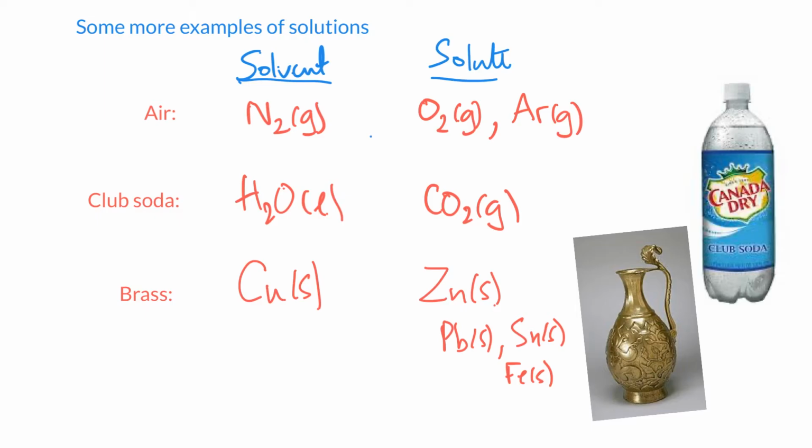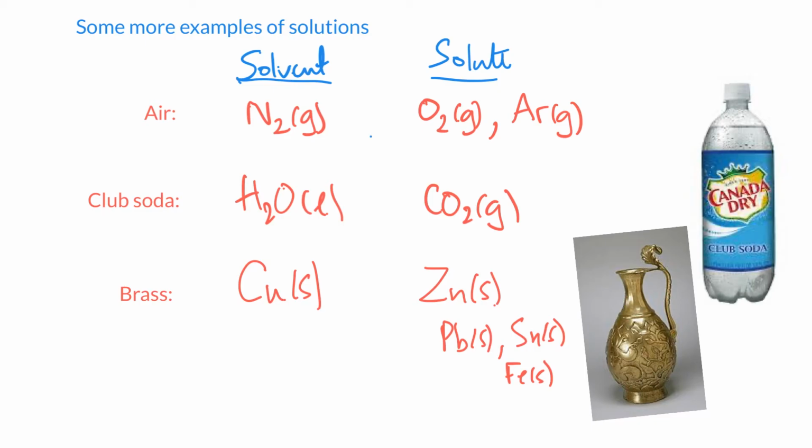So brass is very shiny, right? It looks very similar to gold, but it's definitely not gold. So when most of us think of solutions, right, we think of maybe a solid sprinkled in some liquid, like sugar in water or salt in water, but it doesn't always have to be that case. So this is an example of air, which is a gas, a gas dissolved in a gas. And club soda is an example of a gas dissolved in a liquid. And brass is an example of a whole bunch of solids dissolved in a solid. Sometimes we call this one an alloy, by the way.